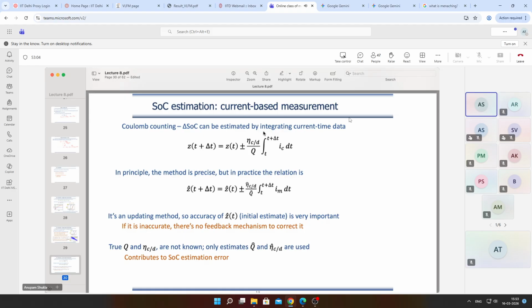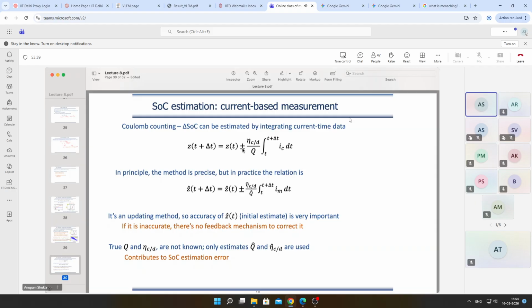Okay, so the term after this plus minus sign is the change in the SOC, which is what delta SOC is. And so my Coulomb counting method, or current based method, is simply: the state of charge at time t plus delta t is equal to the state of charge at time t, updated with the change in the SOC in this time interval. Okay, so in principle, it's a very straightforward thing. And in principle, the method is precise.